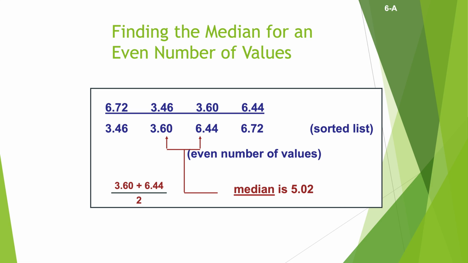If I wanted to find the mean, I would just add them up. I'd do 3.46 plus 3.60 plus 6.44 plus 6.72, add them up and divide by how many? 4. That's right, because there's 4 terms.